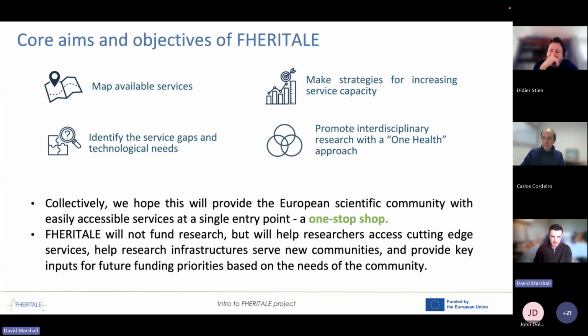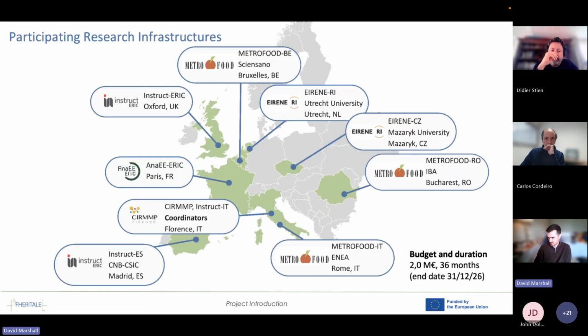But it's important to note that FHERITALE won't fund this research. It will help researchers access pre-existing services, help research infrastructure serve new communities, and also provide input via things like policy briefs for future funding priorities based on the needs of our communities.